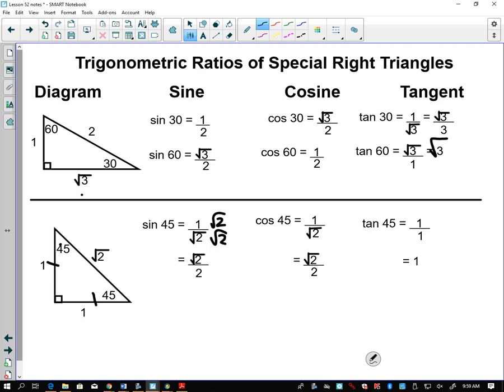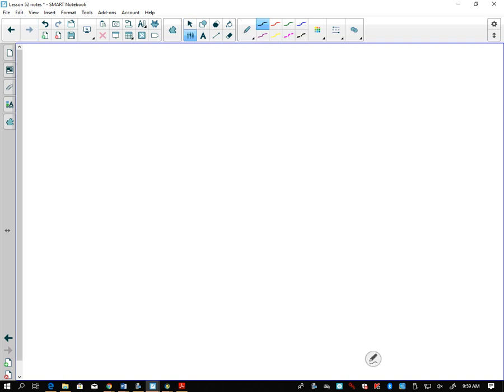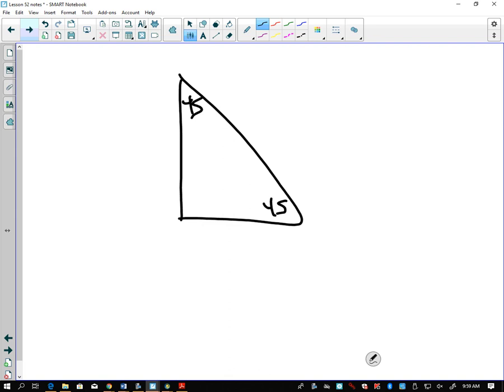I won't give you any more. I could go into more stuff on how these ratios work, but actually, I'll do this. Let's take a 45-45-90. I'm going to put our reference over here, where the sides are 1, 1, radical 2.